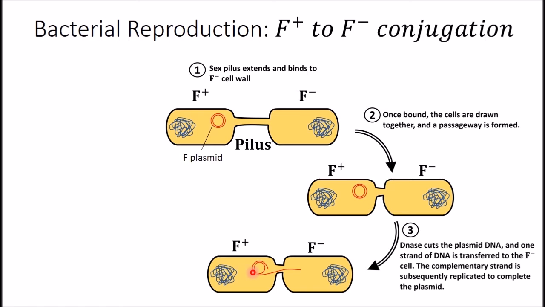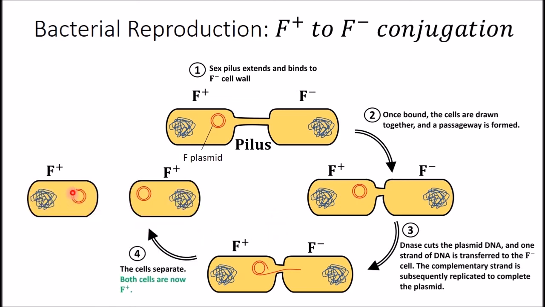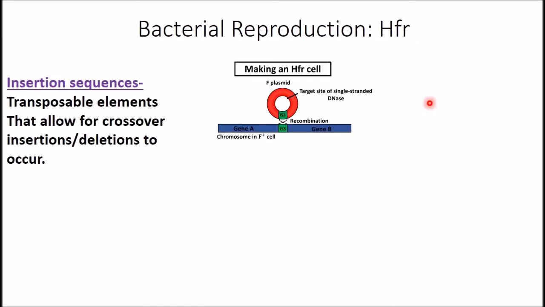So what happens is we cut it with the DNase, we send over a single strand, and then polymerase will come in and remake the complementary strand such that both cells at the end of F+, F- conjugation are F+. Alright? Again, it is very important for you to know that the only things on these plasmids are the genes associated with the formation of the sex pilus and conjugation. That is it. Where we're going next is not going to be the case, and that's why I'm making that distinction now. So where we're going with it is the HFR cell, or the high frequency recombinant cells.